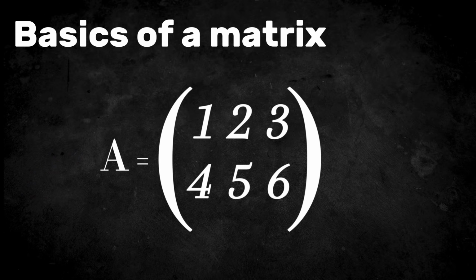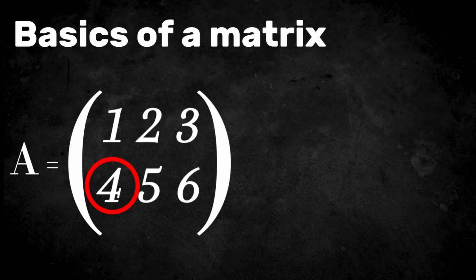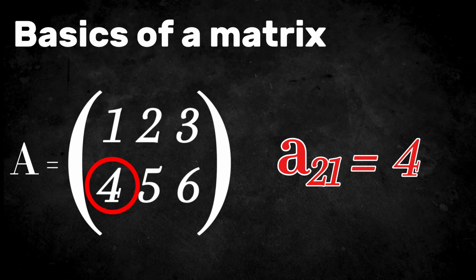Now, how do we point to one single element of a matrix? Let's say we want the number that is in the second row and the first column. We write this as the element A2,1. In this matrix, element A2,1 would be the number 4.